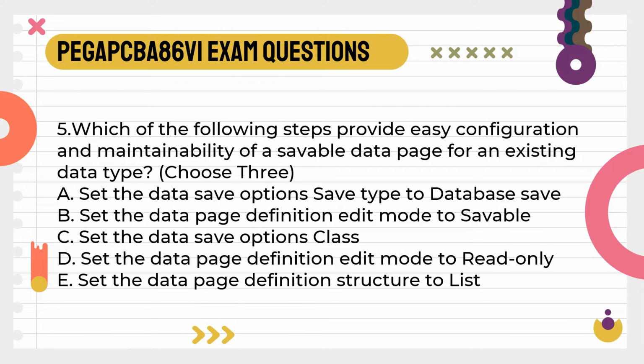5. Which of the following steps provide easy configuration and maintainability of a savable data page for an existing data type? Choose 3. A. Set the data save options save type to database save. B. Set the data page definition edit mode to savable. C. Set the data save options class. D. Set the data page definition edit mode to read only. E. Set the data page definition structure to list.